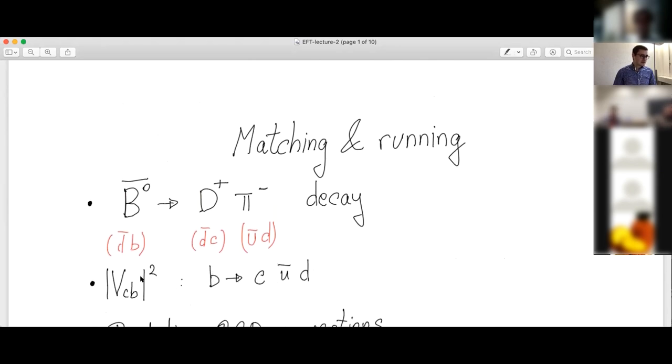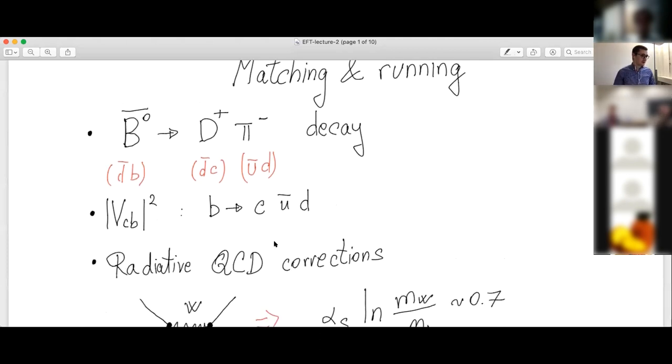I should also say that there is non-perturbative dynamics, with non-perturbative matrix elements going into this calculation, which also give high uncertainties. But at the moment, we will just consider the perturbative part.